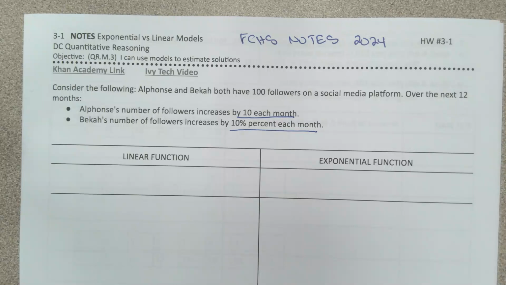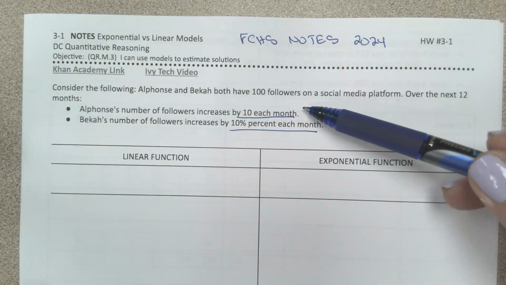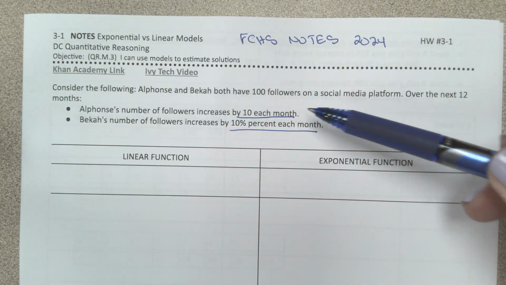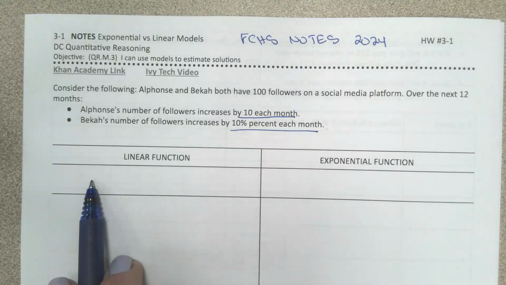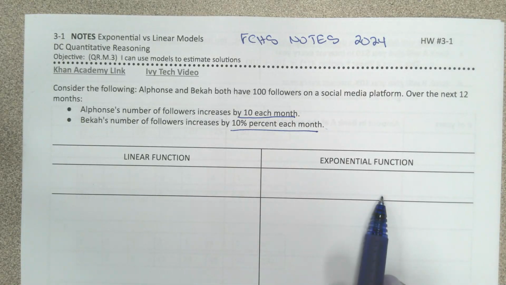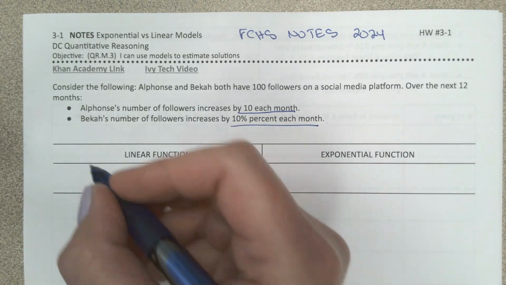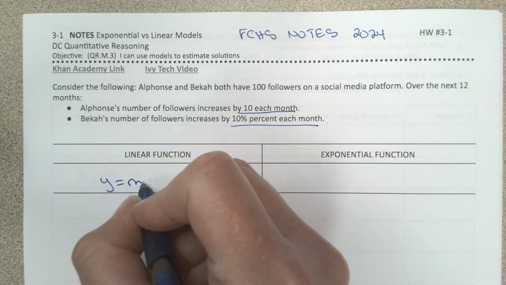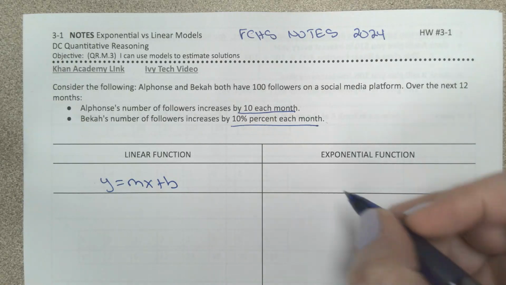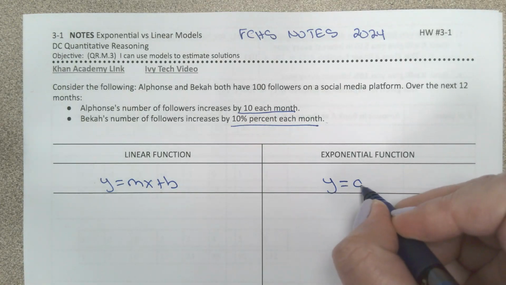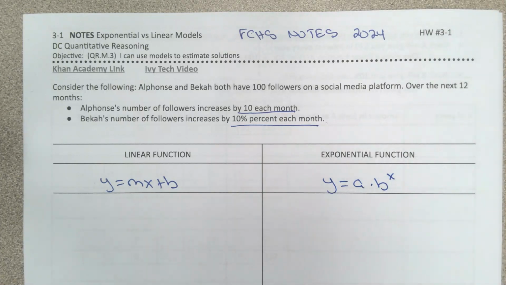So the essential question that we would like to answer by the end of this lesson is, who would have more followers at the end of the 12-month period? Someone who increases by going up by 10, or someone who increases by going up 10%. So that is the difference between a linear function and an exponential function. In a linear function, it takes on the form y equals mx plus b. An exponential takes on the form y equals a times b to the x.